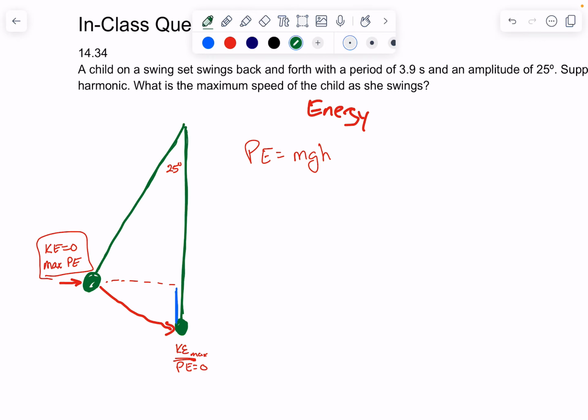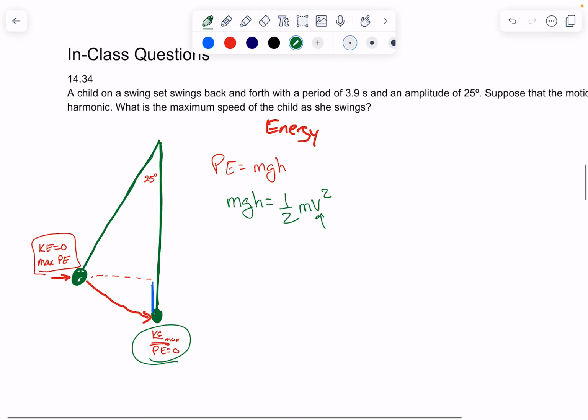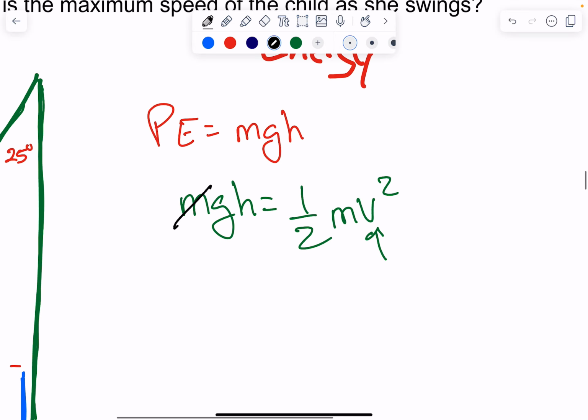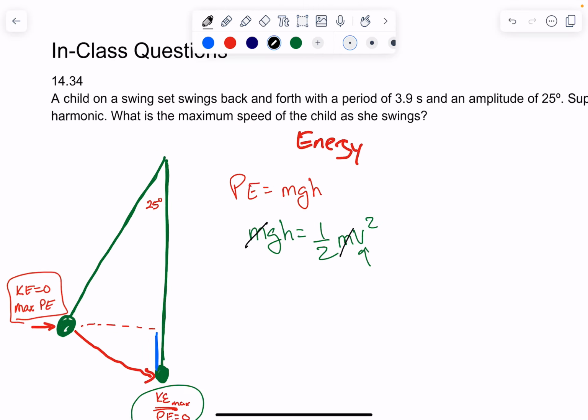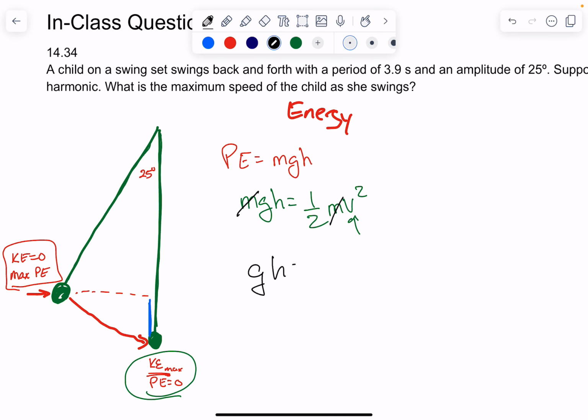But what I can do is say mgh is equal to, now what's kinetic energy? 1/2 mv squared. You're trying to solve for v max. By the way, I don't know if you realize this, but they did not give us the mass of the creature, the person, whatever. Does it matter? The m's cancel out. Boom. So you basically have the equation gh equals 1/2 v squared, and you're solving for v. Well, what's g? g, of course, is just 9.8.